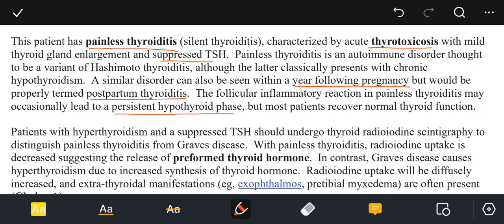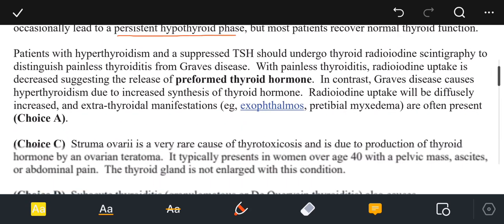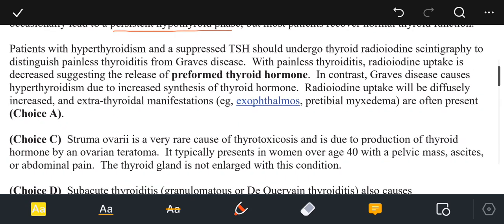Patients with hyperthyroidism and a suppressed TSH should undergo thyroid radioiodine scintigraphy to distinguish painless thyroiditis from Graves' disease. With painless thyroiditis, radioiodine uptake is decreased, suggesting the release of preformed thyroid hormone. In contrast, Graves' disease causes hyperthyroidism due to increased synthesis of thyroid hormone. Radioactive iodine uptake will be diffusely increased, and extrathyroidal manifestations, for example exophthalmos and pretibial myxedema, are often present.